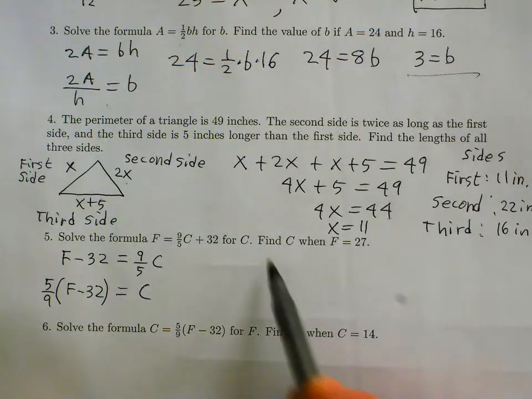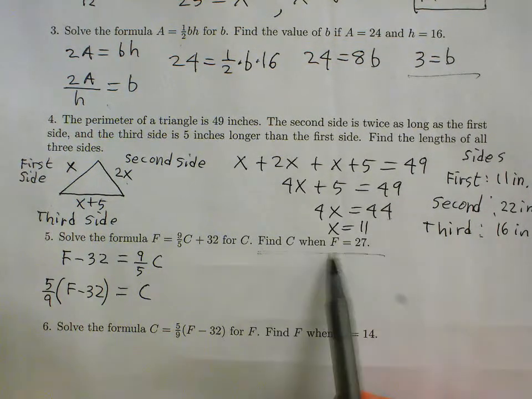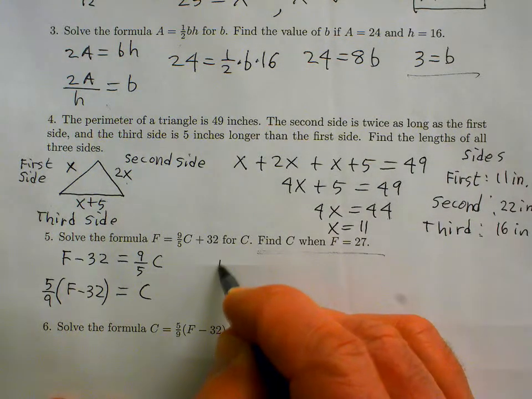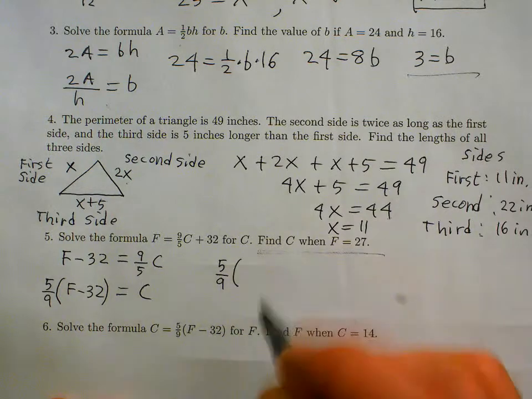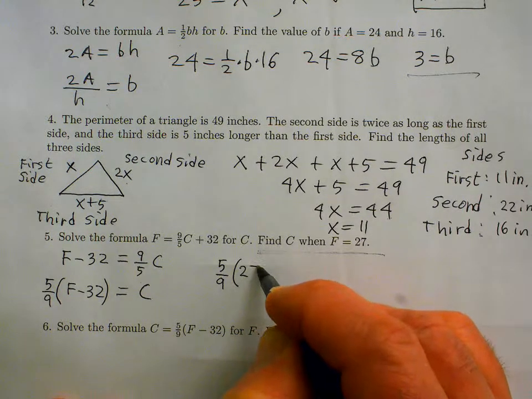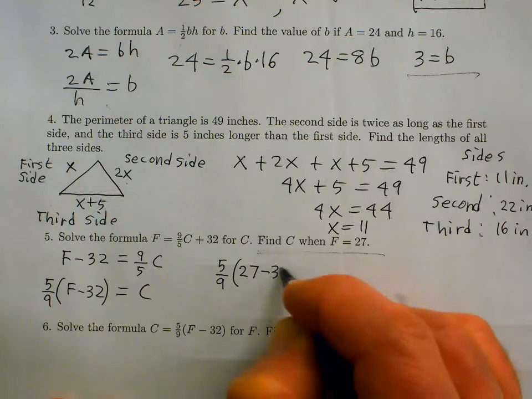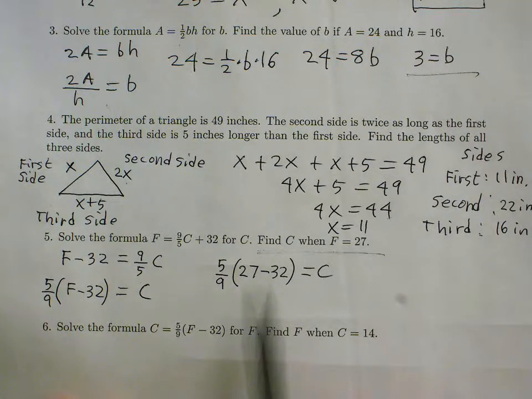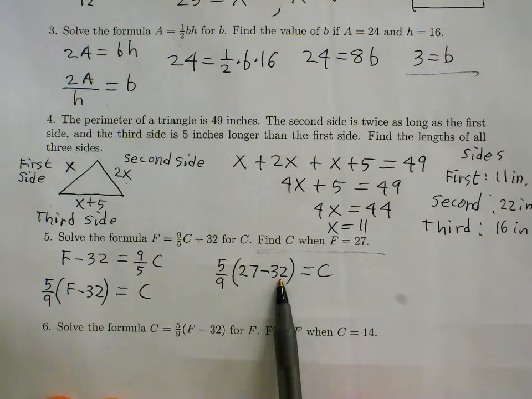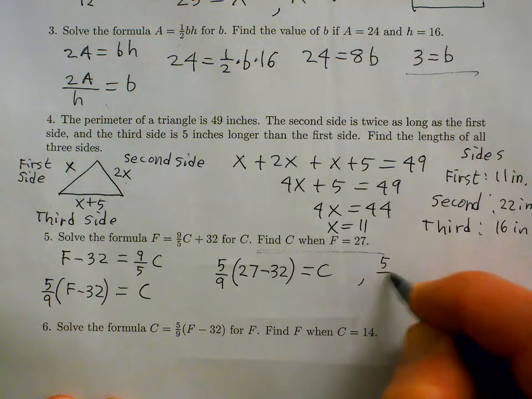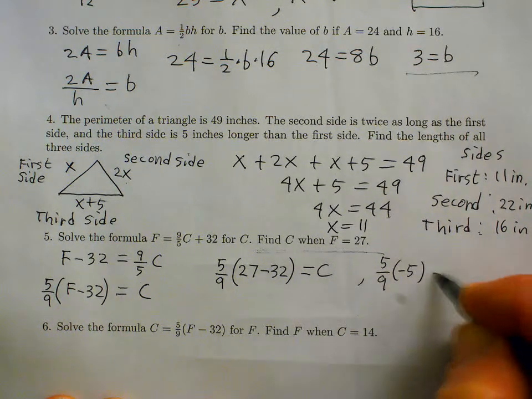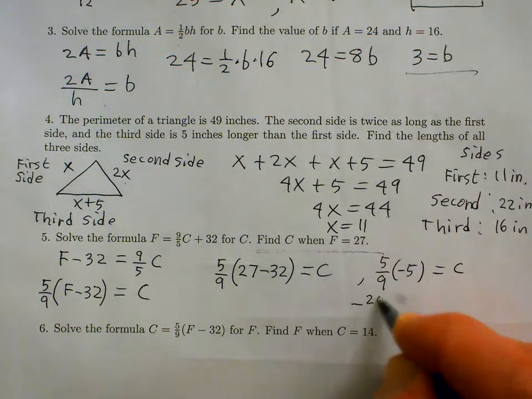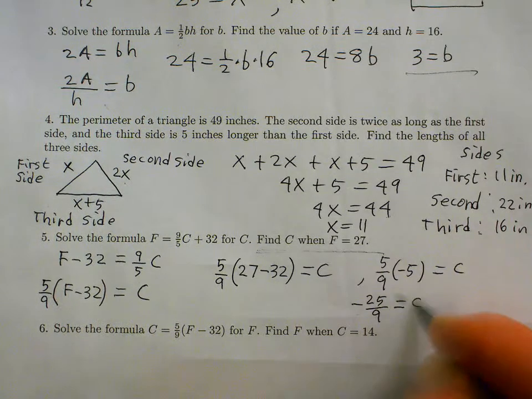Okay, the second part of the problem says find the value of C when F is 27. So in the formula, we replace F with 27. So in the parentheses, we have 27 minus 32 equals C. And then do the arithmetic. 27 minus 32 is negative 5. So 5/9 times negative 5 equals C. And then this is equal to negative 25/9 equals C.